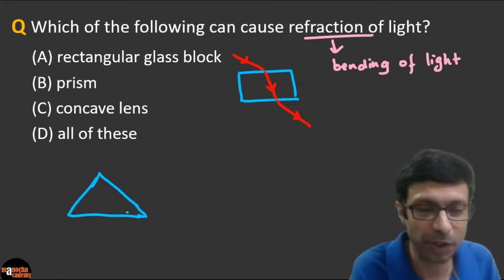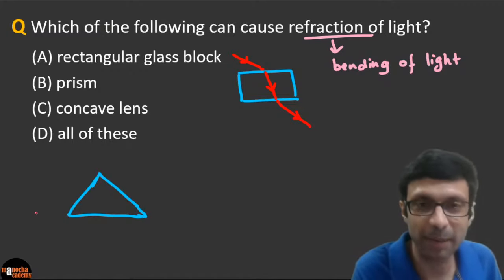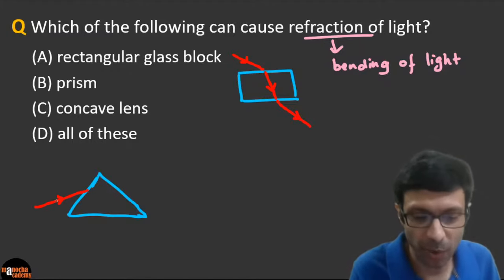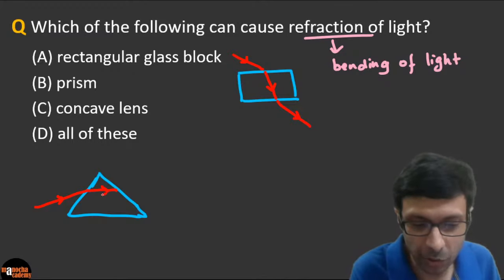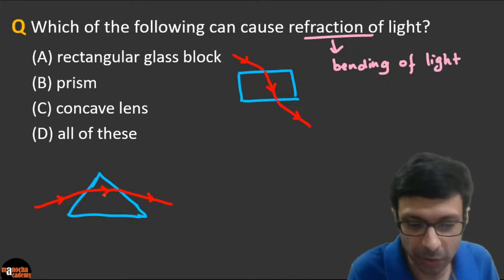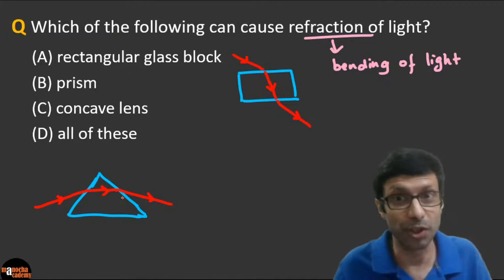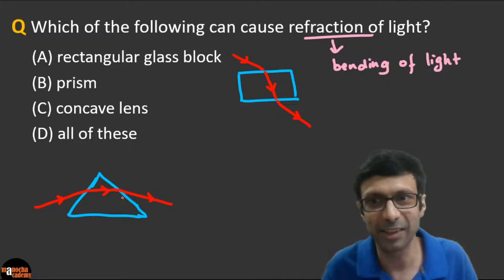And what is the rule of the prism? When a ray of light, I'm taking a monochromatic ray, which is made of a single color, let's say red color, is incident on a prism, it bends towards the base of the prism. So something like this. This is just a rough diagram. So prism can also cause refraction of light, guys.